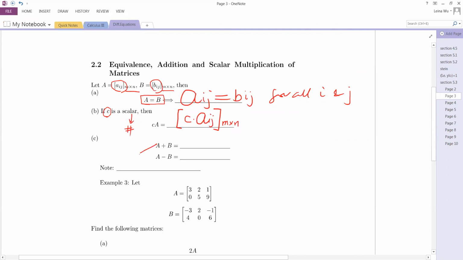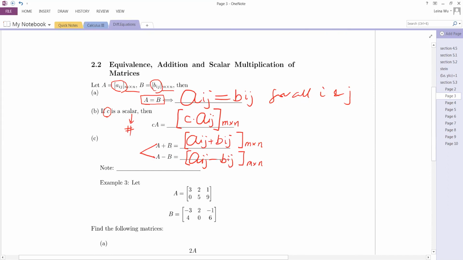How about addition and subtraction? How do we add two matrices? How do we subtract two matrices? The elements have to have the same ij. So you just add the corresponding elements, and the result will be a matrix of the same size, still n by n, whose entries are a sub ij plus b sub ij for A plus B. For A minus B, we have the same size, and then you just subtract the corresponding elements.